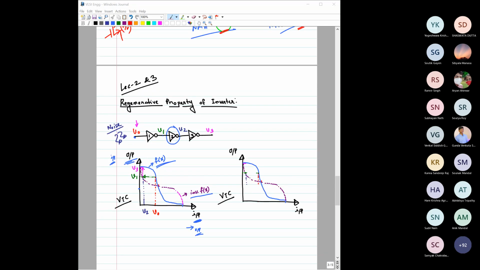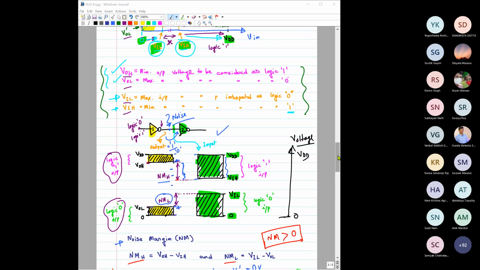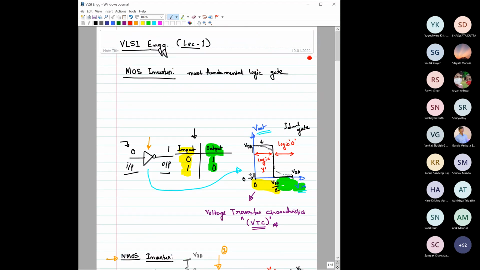In the last class, we can do a quick recap. We started our discussion on the MOS inverter, and we discussed that the inverter is one of the most fundamental digital gates. If we know how to design an inverter, then those concepts can also be applied to other, much more complicated gates. So fundamentally we should first understand what an inverter is, how to design it, and what the consequences will be if you change any parameter, primarily in terms of power dissipation and delay.